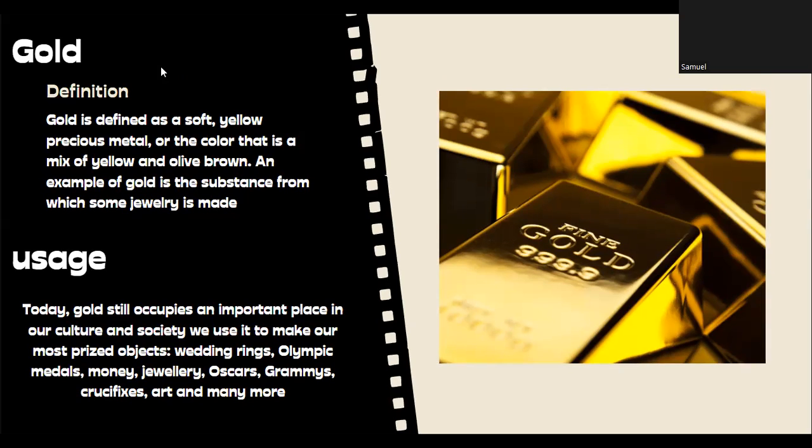So the definition of gold. Gold is defined as a soft yellow precious metal, or the color that is a mix of yellow and olive brown. An example of gold is the substance from which some jewelry is made. And the usage is today, gold still occupies an important place in our culture and society. We use it to make our most prized objects: wedding rings, Olympic medals, money, jewelry, Oscars, Grammys, crucifix, art, and many more.